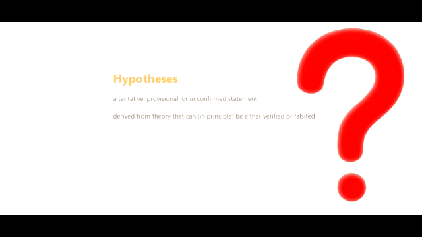A hypothesis is a tentative, provisional or unconfirmed statement derived from theory that can be either verified or falsified. It explicitly states the expected relationship between an independent and dependent variable. Hypothesis must be an empirically testable statement that can cover any level of analysis.